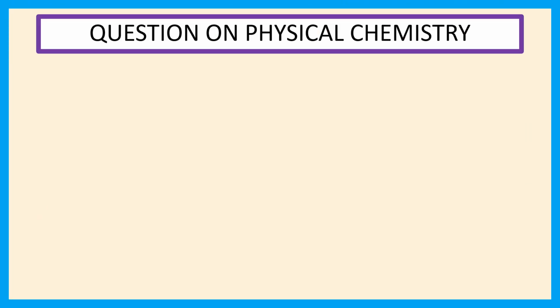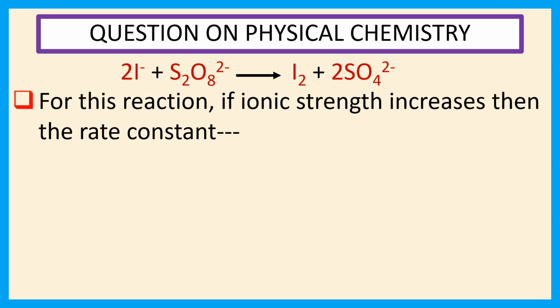Welcome everyone. Question on physical chemistry. Reaction: 2I⁻ + S₂O₈²⁻ → I₂ + 2SO₄²⁻. For this reaction, if ionic strength increases, then the rate constant.